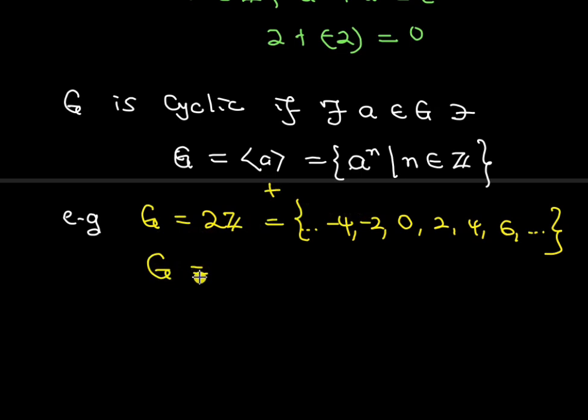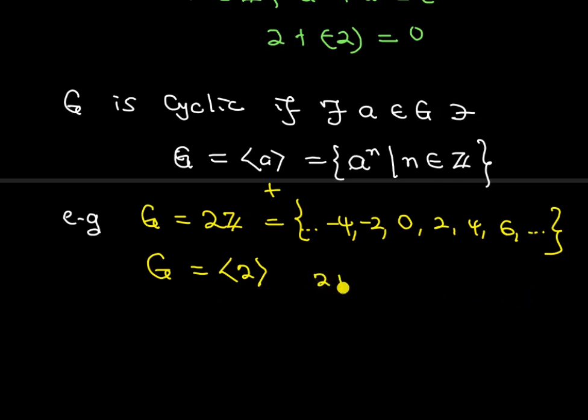Okay, so this particular group now is actually generated by 2, and it can also be generated by -2, but let's use 2 for instance. So what we are saying is that if I use the binary operation on this G, which is plus, repeatedly on 2, I am going to get all the elements here. For instance, if I keep adding 2, 2, 2, 2, I will get the positive part, that's 2.